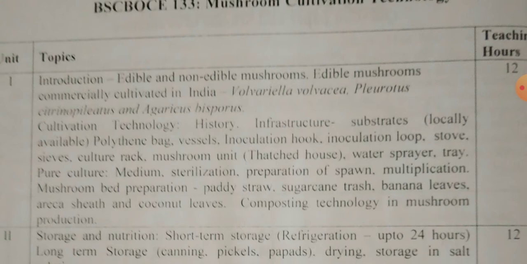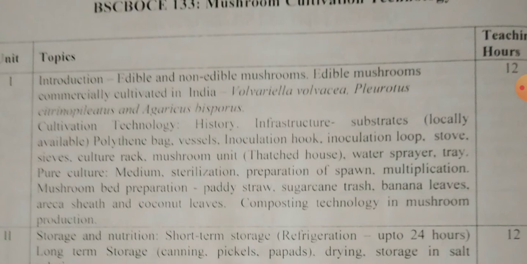So for the first unit we will have the general characteristics of the mushroom and edible and non-edible mushrooms. In the edible mushrooms you will have some specifications. You have to study the cultivation of those edible mushrooms, especially Volvariella species, Pleurotus species, and also Agaricus. I think in the PUC classes you know Agaricus bisporus, which is a large white mushroom with gills, a stalk and a head.